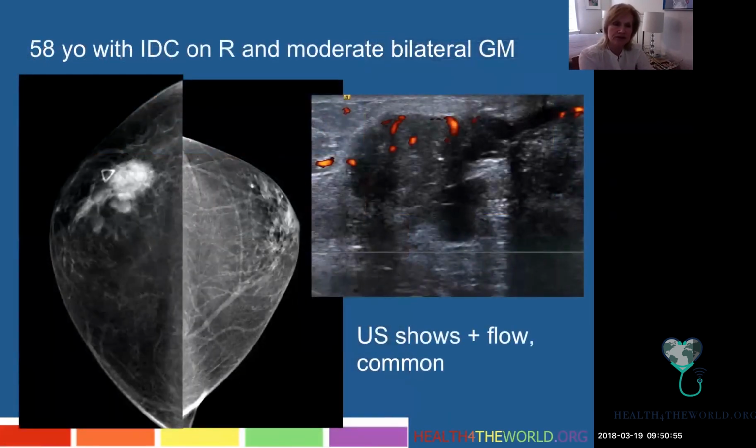Here is another gentleman, a 58-year-old who has an invasive ductal carcinoma on the right. He also has moderate bilateral gynecomastia. You see here closer to the nipple, the flame shape density, which is gynecomastia. And then just a little farther out, we see this mass annotated by the triangle on the skin, which indicates where his palpable mass is. So it's important to correlate the physical findings with the imaging findings.